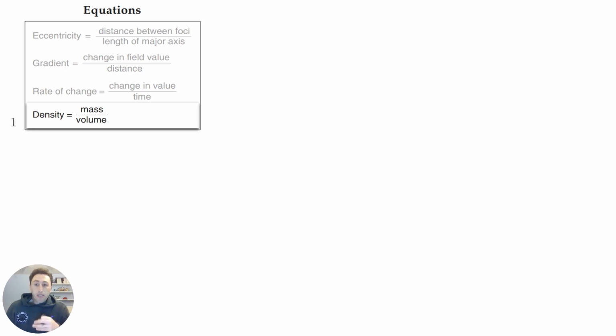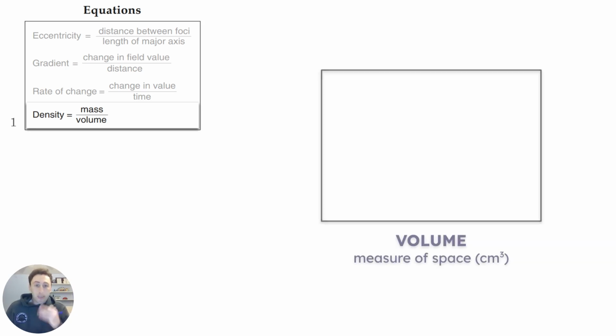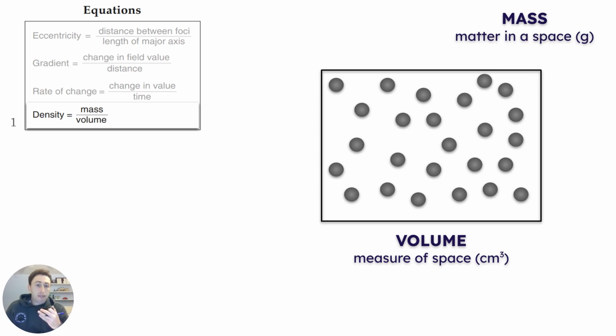You then also have an equation called density. Now, density equals mass over volume. So first you have volume. Volume is the measure of space, how much there is in a certain space. It's usually measured in cubic meters, which is 3D. And that is volume. Now, inside that volume, you have mass.